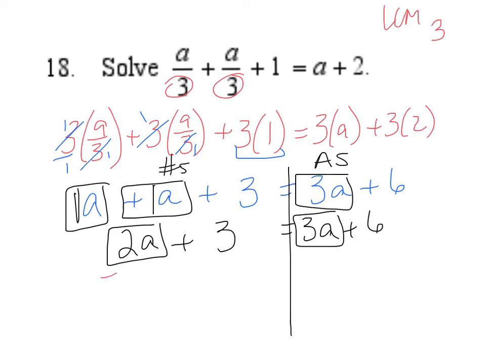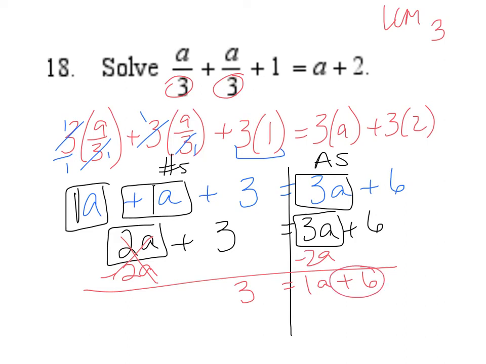So to move this, I subtract 2A. I subtract 2A from the other side, because what I do to one side, I have to do to the other. So I get 3 equals 1A plus 6. Now I have to move this positive 6, so I need to subtract it. So I get 1A equals negative 3. So A equals negative 3.